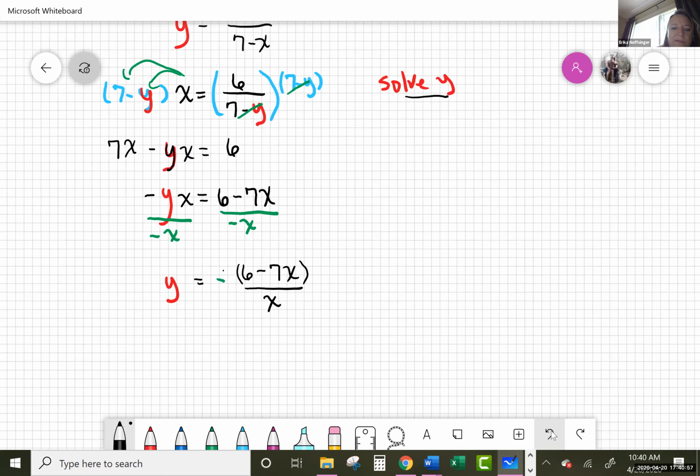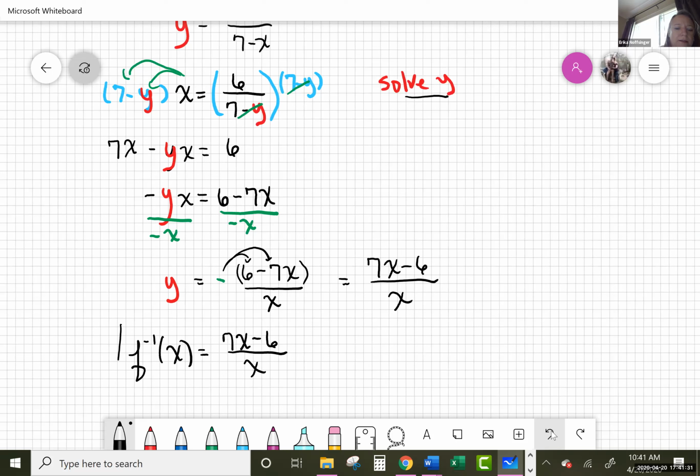I technically would prefer that negative in the numerator. So I'm just going to rewrite it, and I can rewrite the order that I add or subtract as long as I keep the correct sign, because this is negative 6 plus 7x. So same thing as 7x minus 6 all over x. So we just found our inverse function. Rewrite y with inverse function notation: f inverse of x is 7x minus 6 all over x.